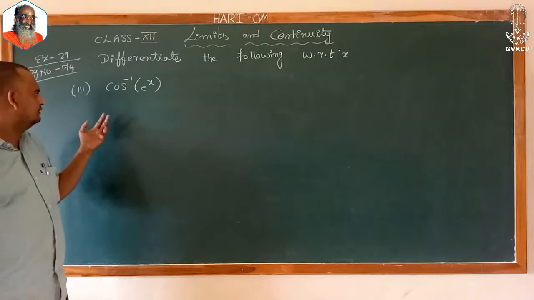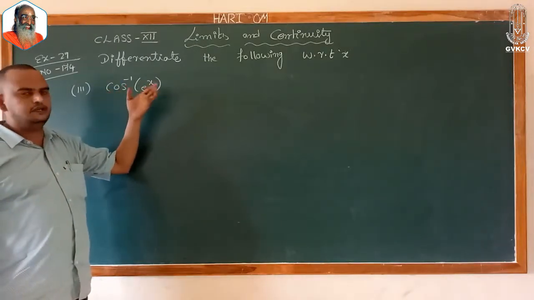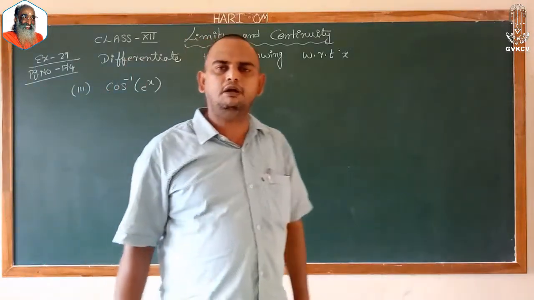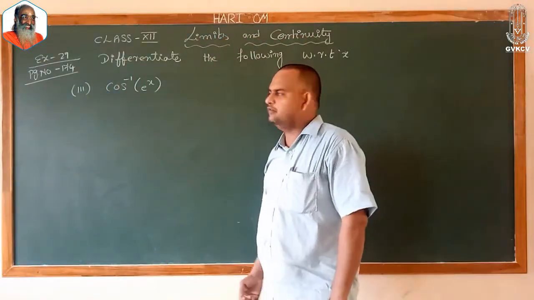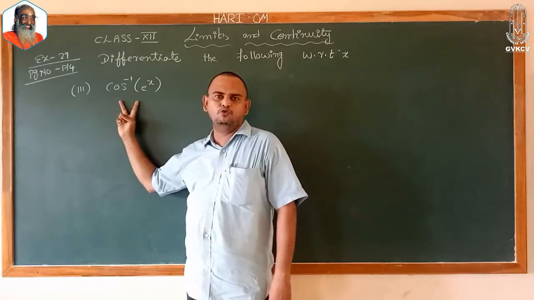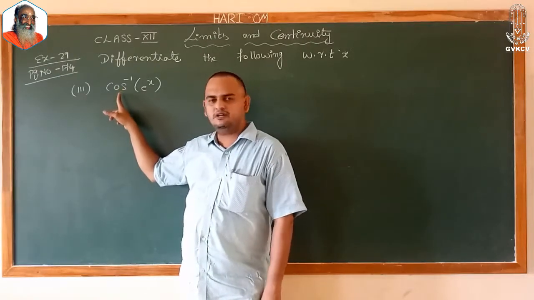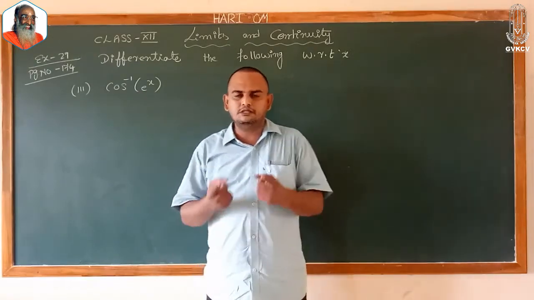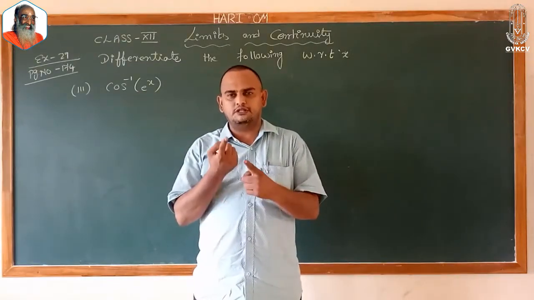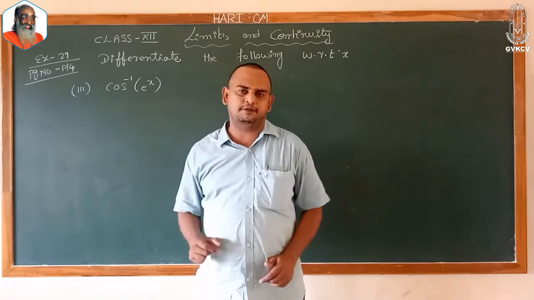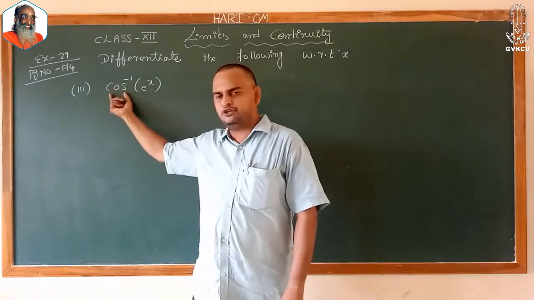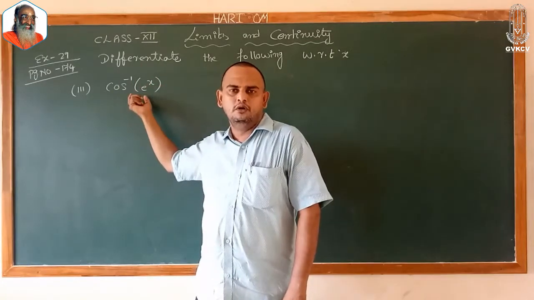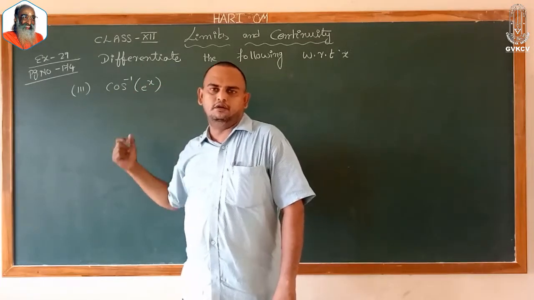What is the question given? Cos inverse of e power x. Now when we observe here, we have two functions. One is an inverse trigonometric function, another one is an exponential function. Means the combination of two functions, a function in another function. Then how to differentiate? Now let us see.